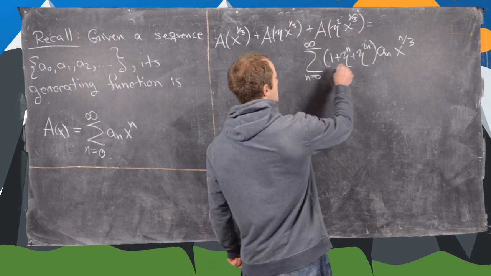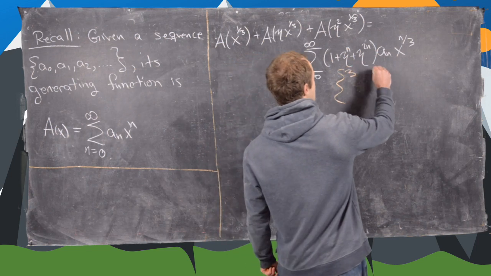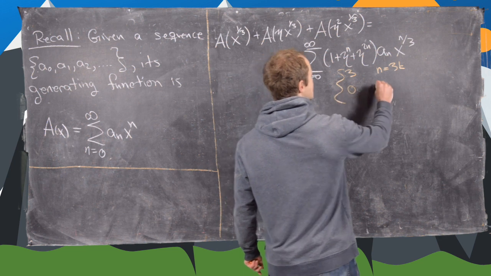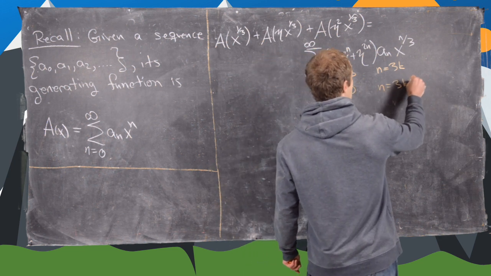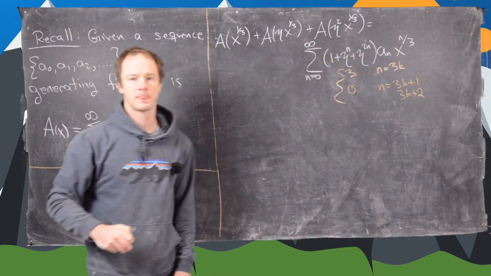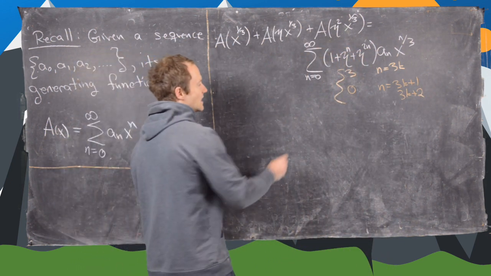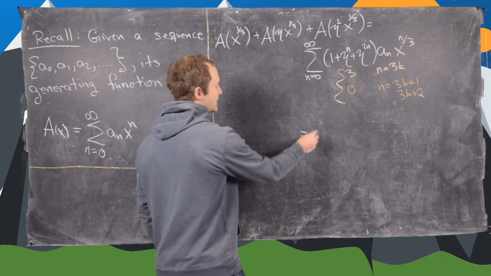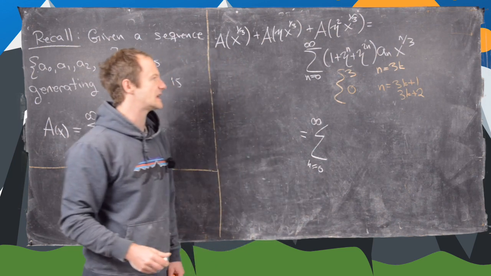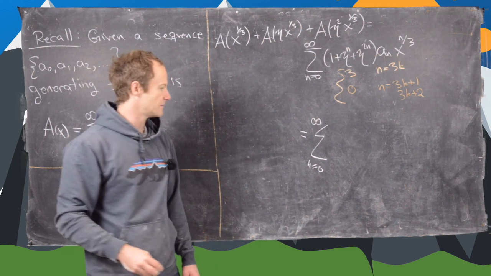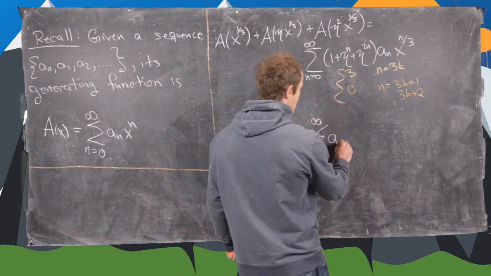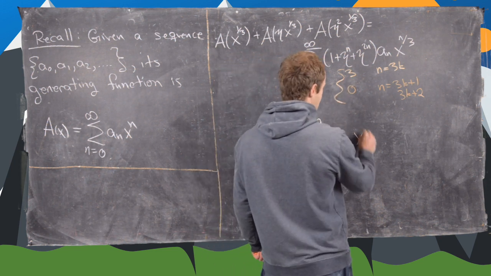And then also we saw that this was equal to 3 if n was equal to 3k, and it was equal to 0 if n was equal to 3k plus 1 or 3k plus 2. Good. So what that allows us to do is simplify this down to the sum n equals 0 to infinity and only keep the multiples of 3. So in other words, we could have a 3 that comes out front, a sub 3n of x to the n.